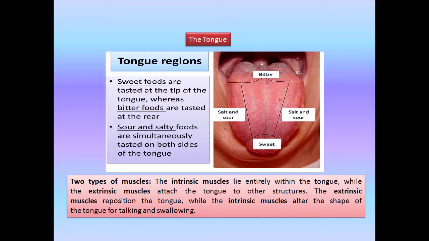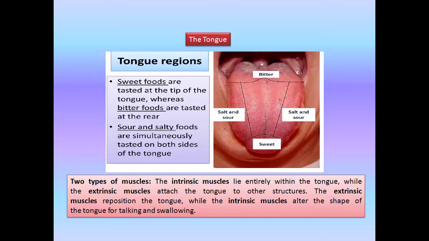Second, you can see here the picture that where a bitter taste lies and where the sweet taste lies. So bitter is at the rear of the tongue and sweet is at the front of the tongue, whereas the two sides is for salt and sour. So sweet foods are tasted at the tip of the tongue, whereas bitter foods are tasted at the rear.